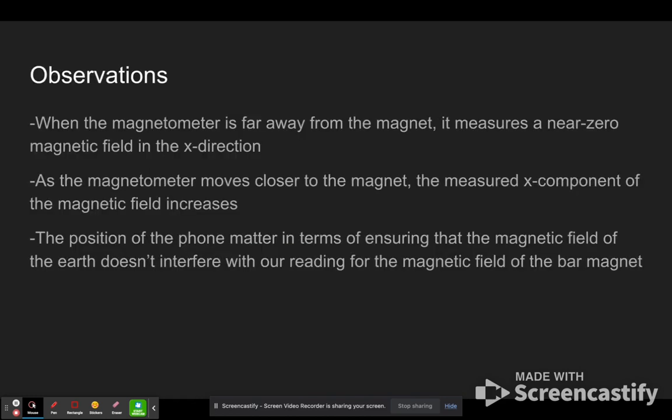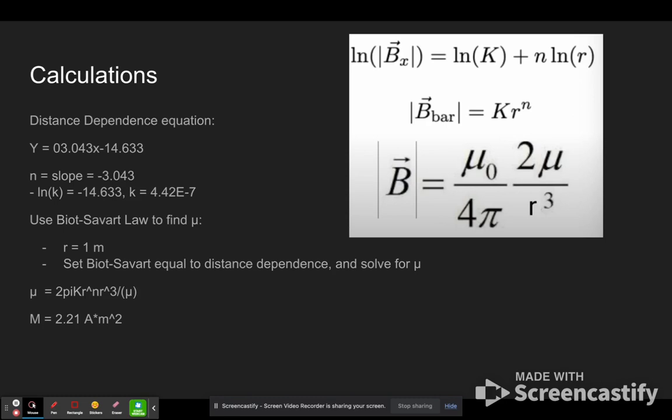As for the observations, as I mentioned before, when the magnetometer is far away from the magnet, it measures a near zero magnetic field in the x direction. As the magnetometer moves closer to the magnet, the measured x component of the magnetic field increases. The position of the phone matters in ensuring the magnetic field of the Earth doesn't interfere with our reading for the magnetic field of the bar magnet. We made these two magnetic fields orthogonal to each other, so they're on different axes and don't affect each other.